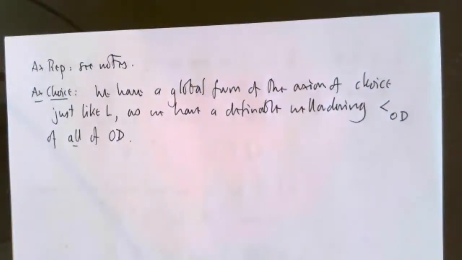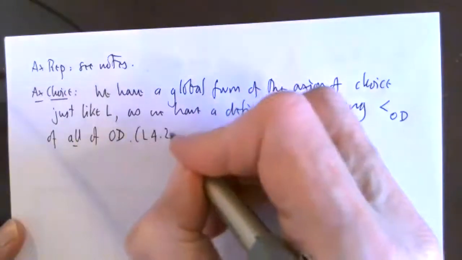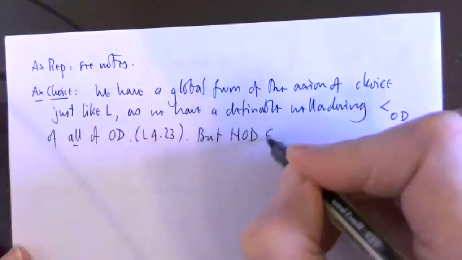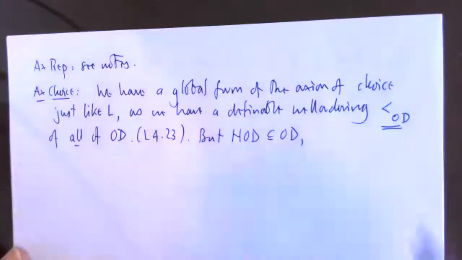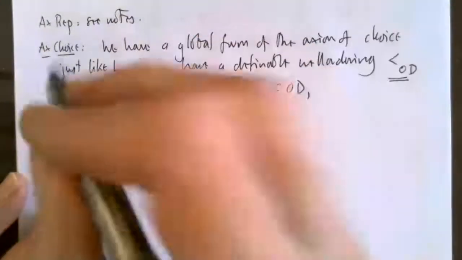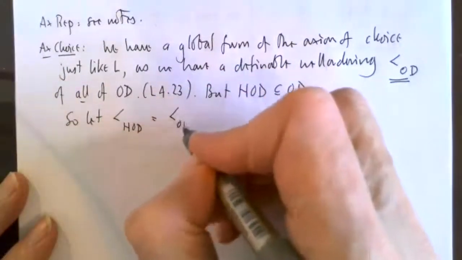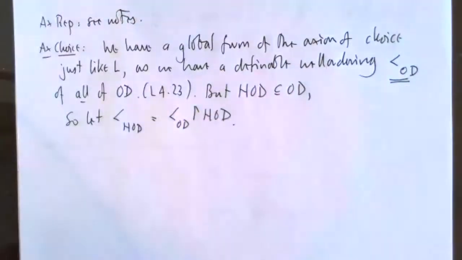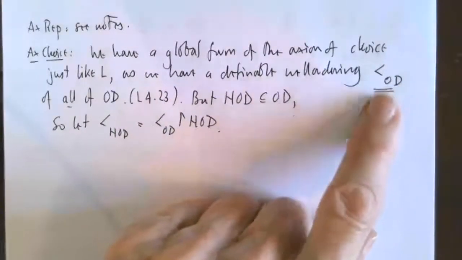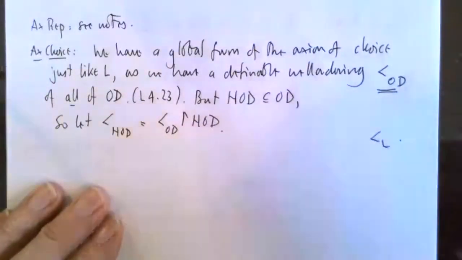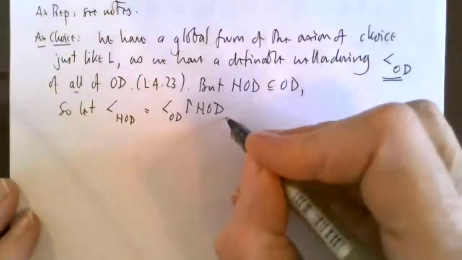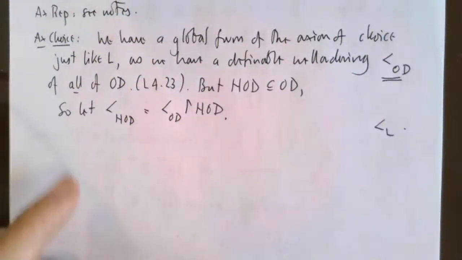And this was 423. But HOD is contained in this. So I can just restrict this global well ordering to HOD, to things that are in HOD. So I don't have to do any more work here because I already did it, showing that there was a definable well order of OD here, just as we had this definable well order of L here. What you have in the notes is the statement of the axiom of choice for any particular set, or rather the well ordering principle for any set.